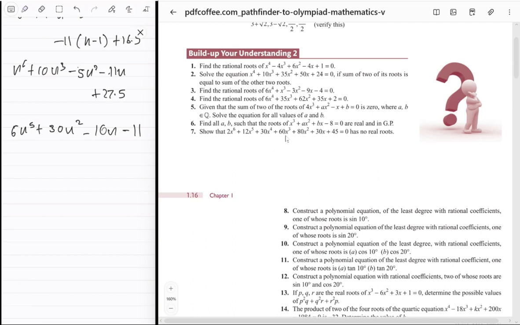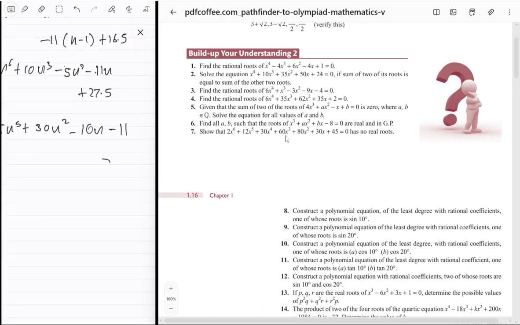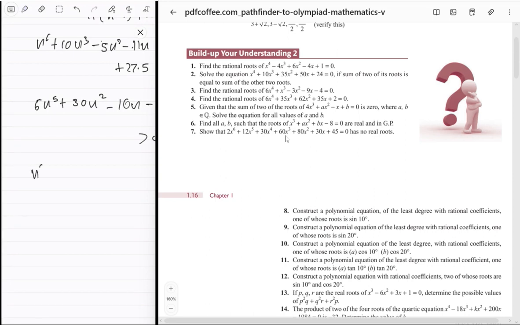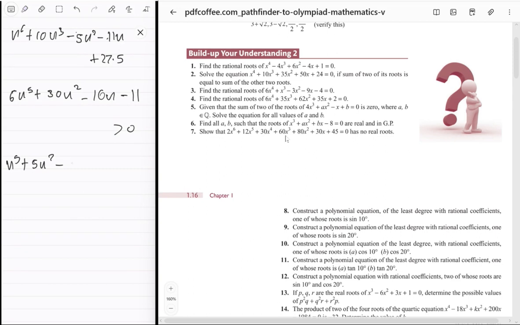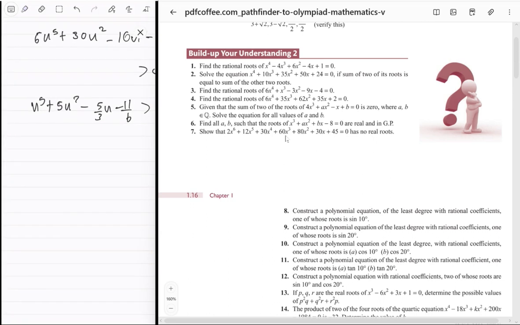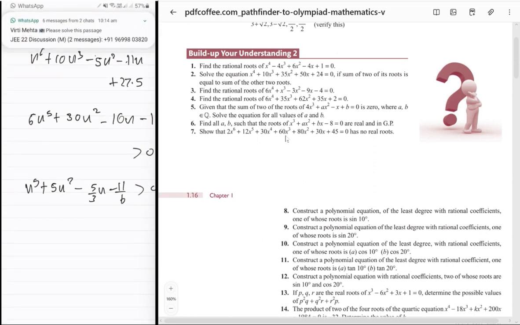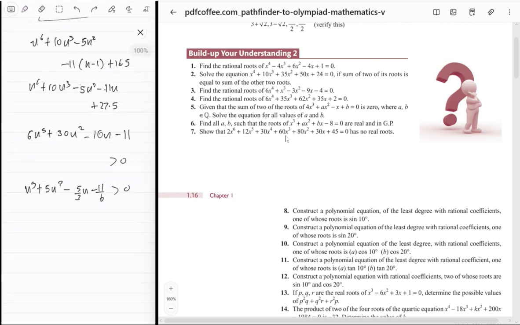You got 5 over there. Interesting. Starting to think of something. So is this always bigger than 0? That's the same thing as asking whether u power 5 plus 5u squared minus 5 upon 3 u minus 11 upon 6 is always bigger than 0. You can see what I'm trying to do, right? Wait, that's not going to work because unfortunately it's not u power 4, it's u squared. So that doesn't work out.